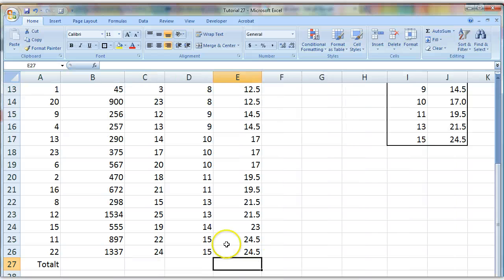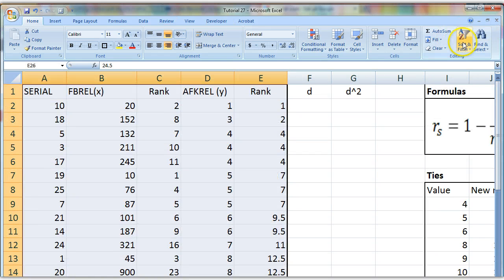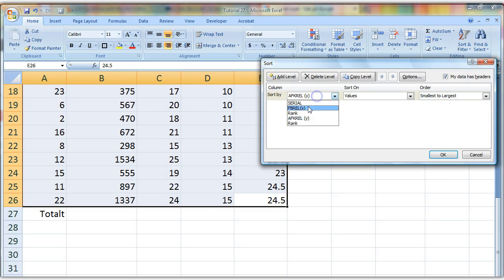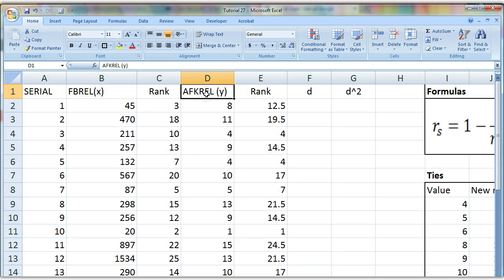Now we can talk a little bit more theory, but to make it really clear for you guys, I'm going to custom sort this by the serial numbers. There we go. Okay, so what we're saying is if you have a lot of Facebook friends, you will have a lot of AFK friends.